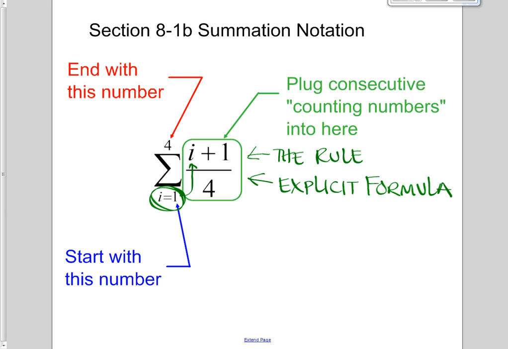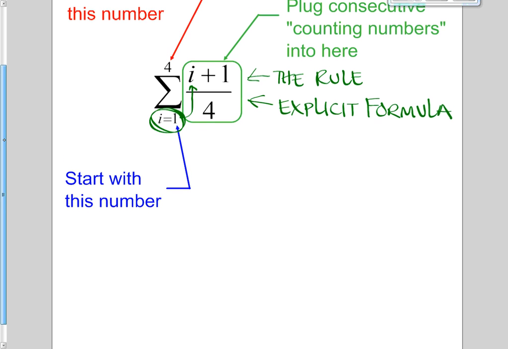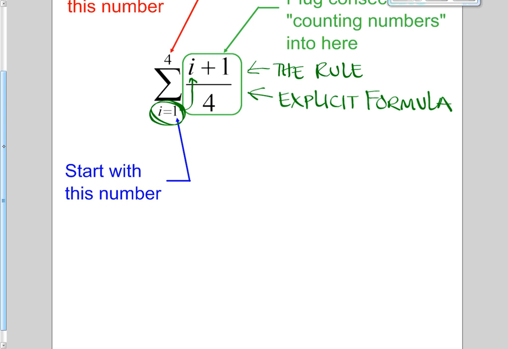So if I were to evaluate this sum, that's a set of directions you're going to see sometimes say evaluate the sum. What I would do is start with i equal to 1. And if I plug that in, I'm going to have (1 plus 1) over 4. It's going to give me 2 over 4, which is 1/2. And then if I do this again, except this time with i equals 2, I'll have (2 plus 1) over 4, which is 3 over 4.